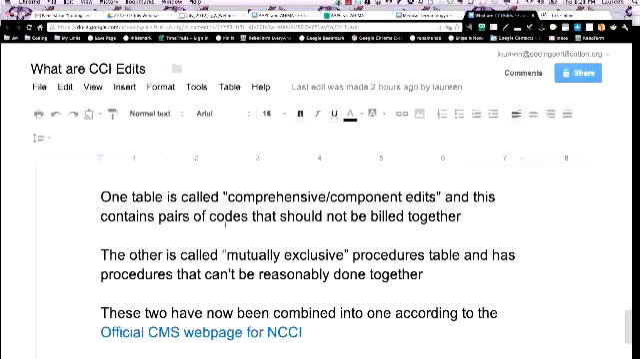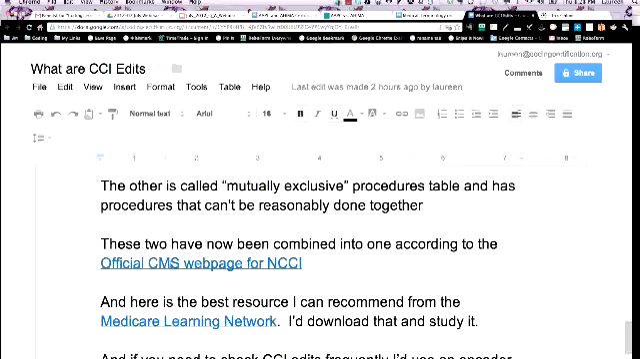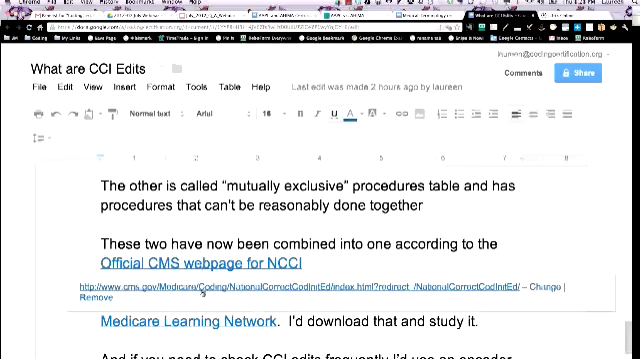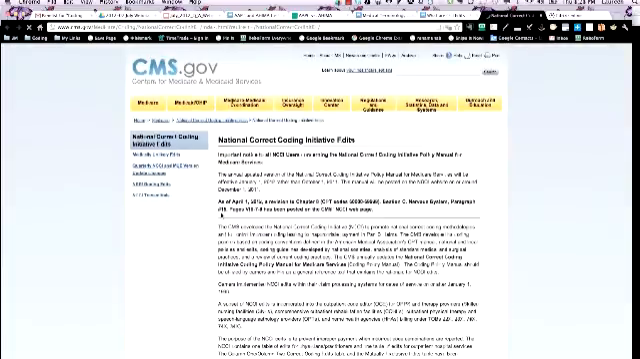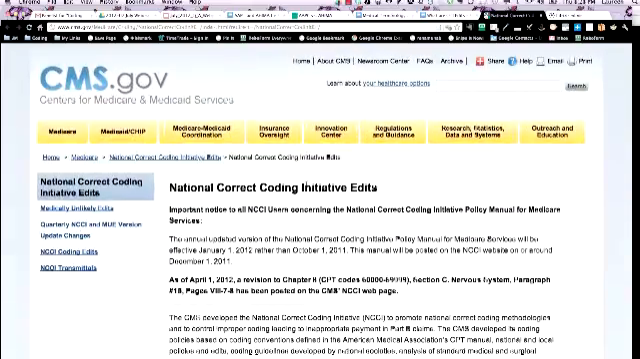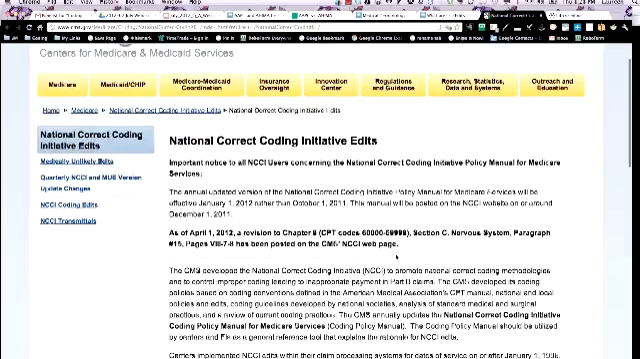According to the CMS website, these two tables have now been combined into one. And let me take you there so you can see this long URL. I just Googled CMS CCI edits, and that helps me find the page I need. It's Home, Medicare, National Correct Coding Edits, National Correct Coding Initiative Edits. So it gives you all the history, a lot of the things that I just said. So it's a very good read.